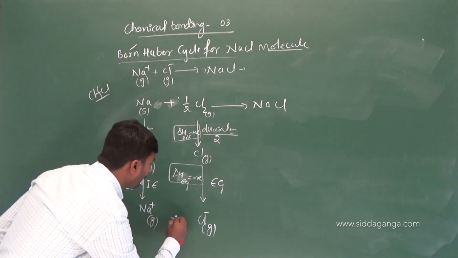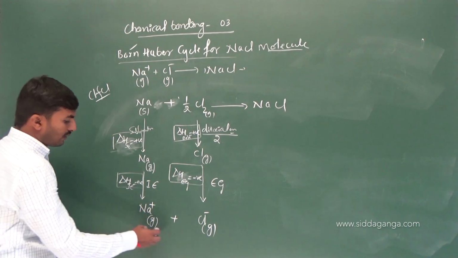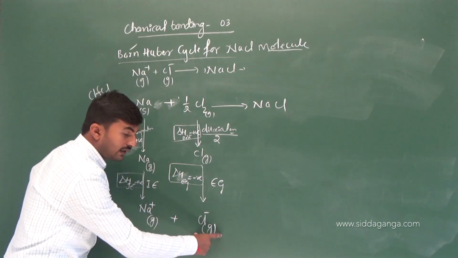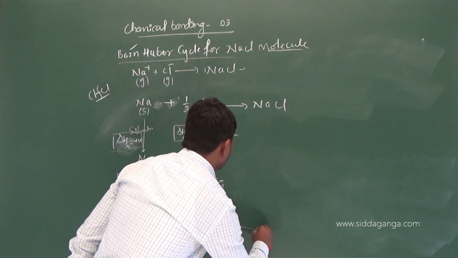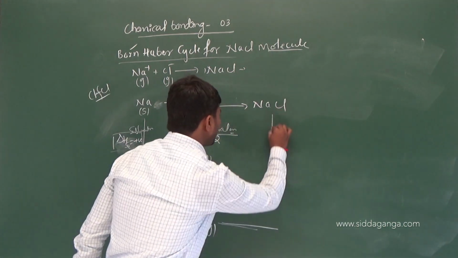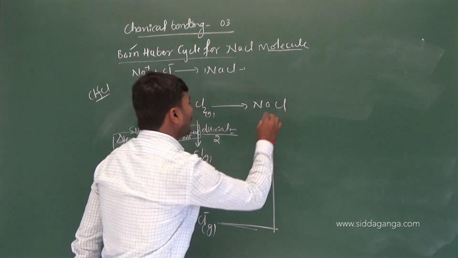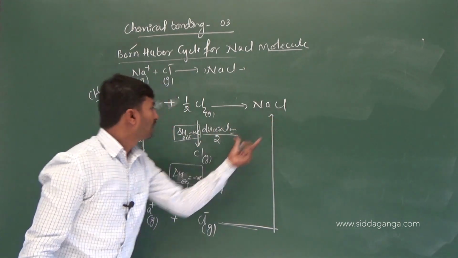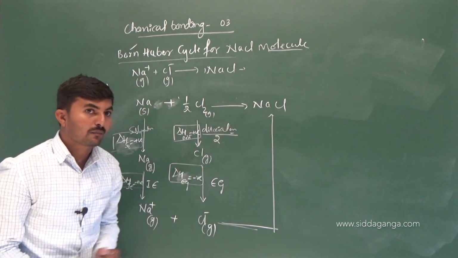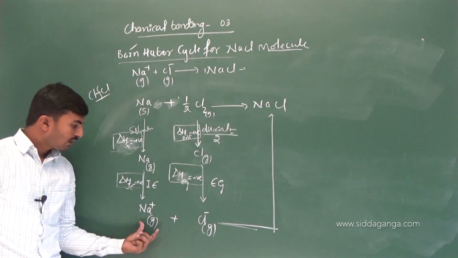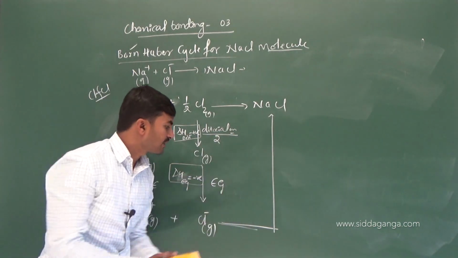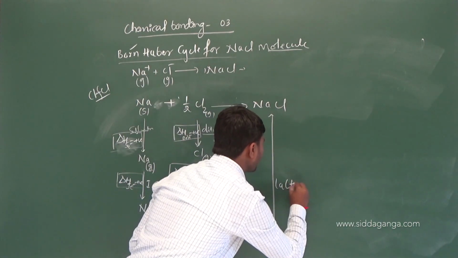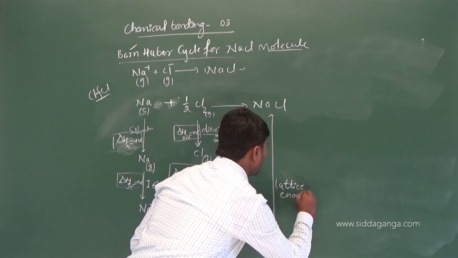Now we have the sodium cation and the chloride anion. Ultimately these two get combined with each other to form 1 mole of what? 1 mole of ionic compound. Here, this is called lattice energy.